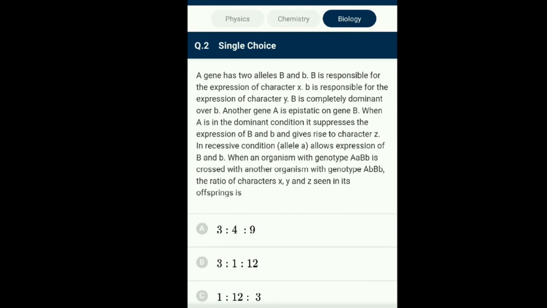In the recessive condition, that is allele small a, it allows expression of capital B and small b. When an organism with genotype capital A, small a, capital B, small b is crossed with another organism with genotype capital A, small a, small b, small b, the ratio of characters small x, small y and z seen in its offspring is.